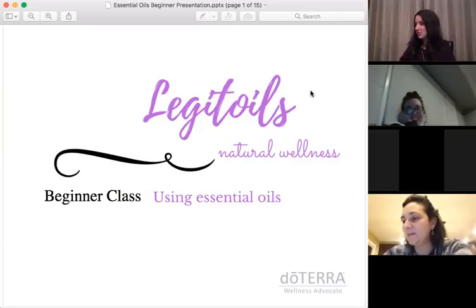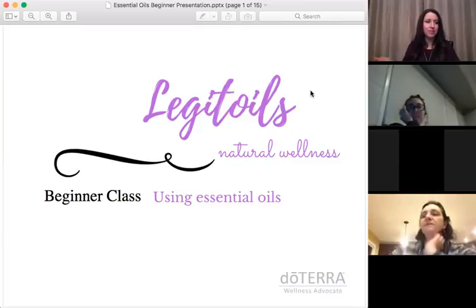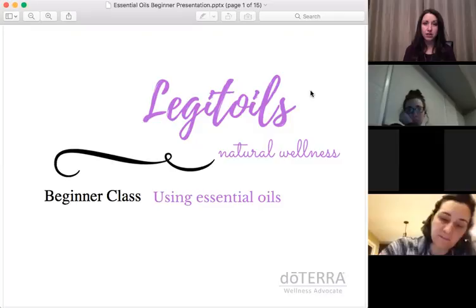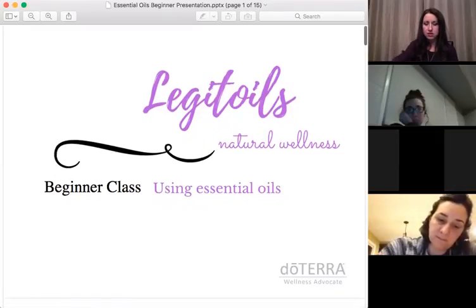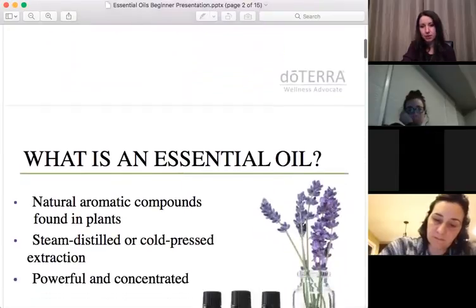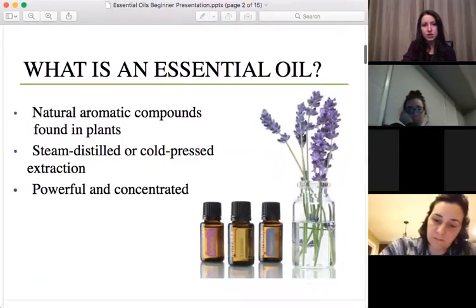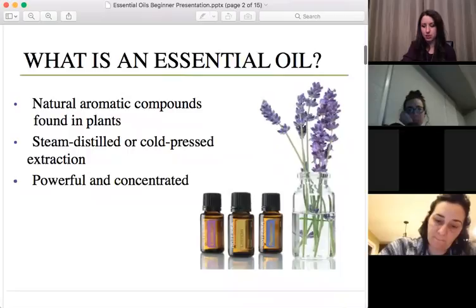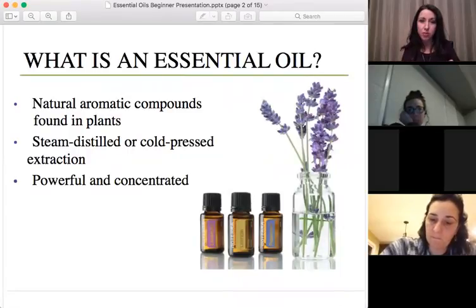All right, so what is an essential oil? Essential oils are very volatile liquids. They are steam distilled or cold pressed from the rind, root, bark, flower, every different kind of part of a plant. Many people really focus on what they put in their body and sometimes forget about what they put on.